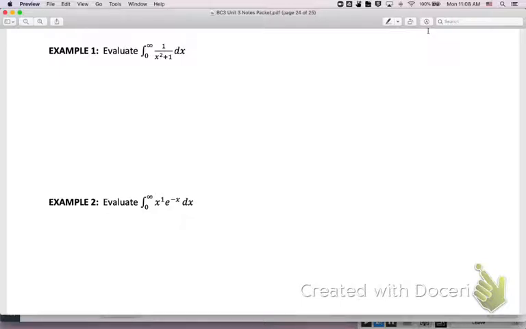The infinity is the problem. So we're going to take this now from 0 to b, and that means that we want the limit as b approaches infinity from 0 to b of 1 over x squared plus 1 dx. Hopefully you've seen it enough times now that you recognize that that's the arctangent. So we have not done our limit yet. We're still working on the integral.